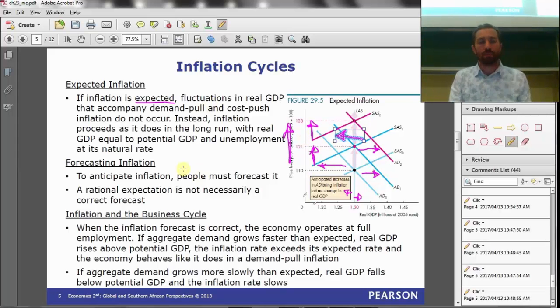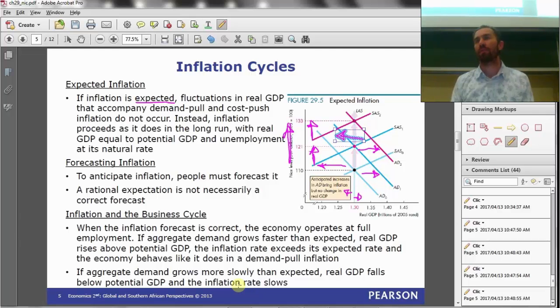So, how do we build these expectations? How do we come to some expected level? Well, obviously we need to anticipate inflation, and the way we anticipate it is by forecasting it. And so you will continuously hear people talking about what they expect inflation to be, and wage negotiations will always take place in terms of expected inflation, and expected inflation will always involve forecasts.